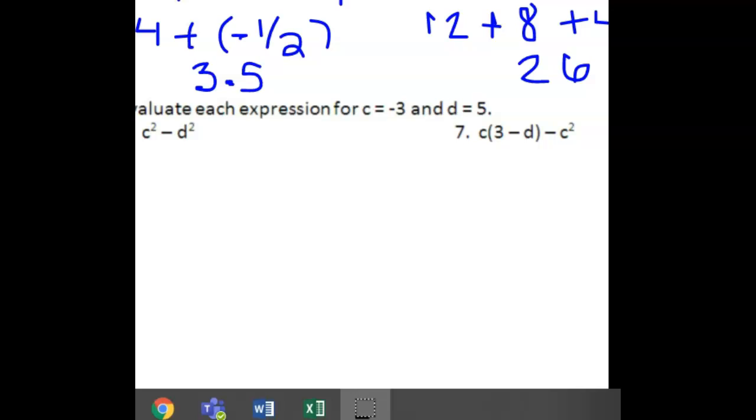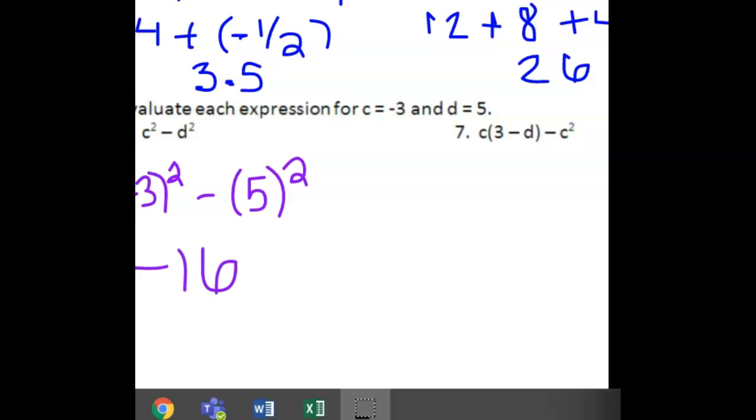So in number 6, the negative 3 goes in for C, so that's like saying negative 3 squared minus 5 squared. Now, if you're going to type it in on a graphing calculator, you have to wrap it in the parentheses exactly like that, because if you exclude the parentheses on the negative 3, it will put the negative in front instead of giving you a positive 9. And if you put the negative inside for the 5, it would change it to a negative 5 instead of subtraction. So your goal is to get a final answer of negative 16.